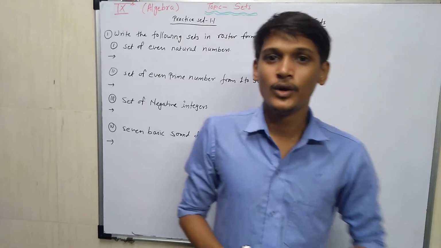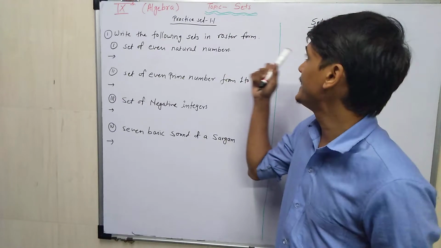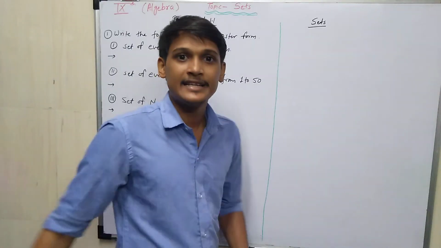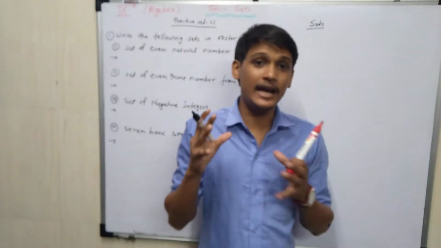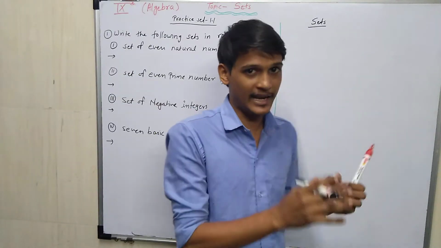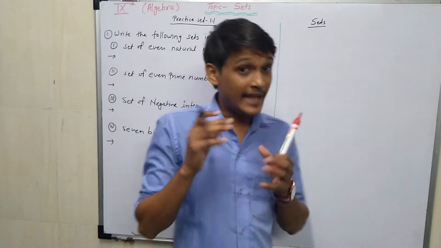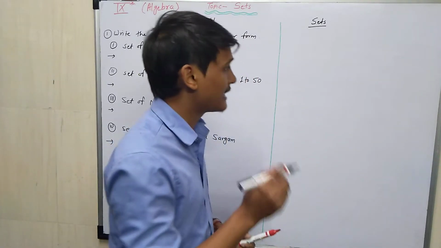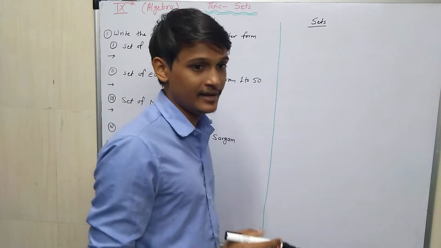Hello friends, today we start. The topic is sets. What is a set? A set is a clearly defined collection of objects. That collection is called a set. Understood? That collection is called a set.